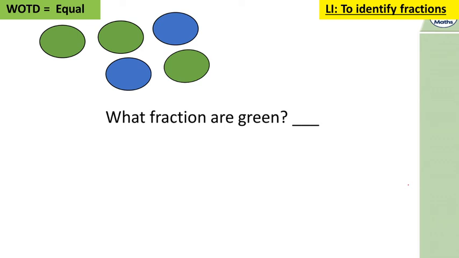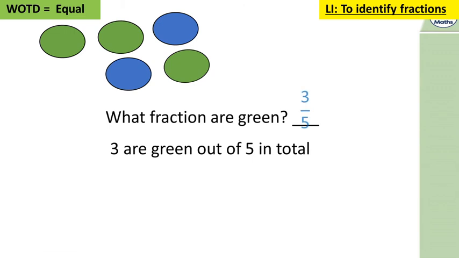Okay, so we're just looking at picture versions of our fractions here. So they've been represented in pictures. So what fraction of our counters, let's call them counters or circles, are green? You need to count the total number and how many of those are green. So we have 3 are green out of 5 in total, which means that 3/5. So we've got 5 things in total, and 3 of those are shaded green, so 3/5.